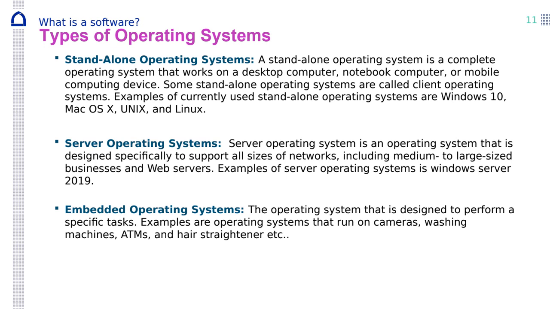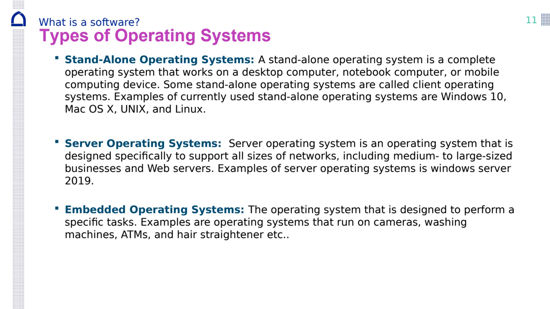Types of operating systems, we have the standalone operating system. So it's a complete operating system that works on one computer, desktop, server, notebook, or mobile. For example, we have Windows 10, Mac OS X, Unix, and Linux. They can be standalone. We have the server operating system. It is an operating system that is designed specifically to support all sizes of networks, medium or large, with web servers. For example, we have Windows Server 2019, Windows Server 2012.